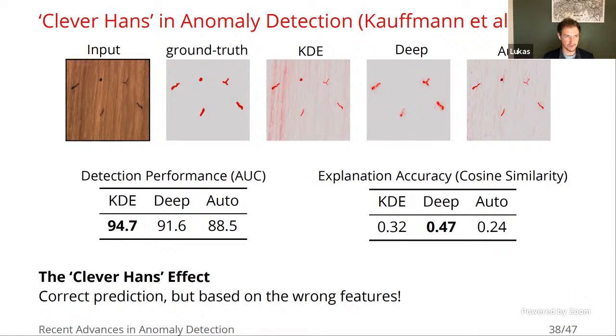But because for this data set we have the ground truth anomaly segmentation heat maps, we can look at the accuracy of the explanation as well. And there we see that the KDE is worse than the deep model. And so this is what's called a clever Hans effect. So the model yields the correct prediction, but based on the wrong features.